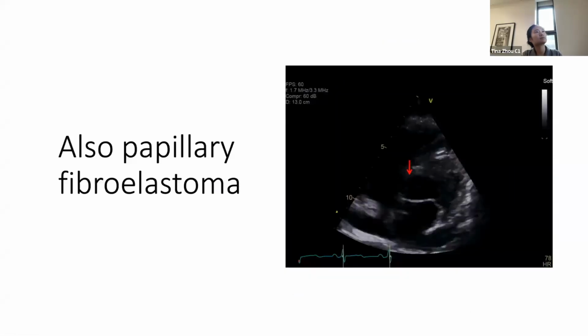Sorry, going back, this patient later had them excised. Even though they're typically benign, once you get beyond a certain size, they are at risk of embolizing. So this patient underwent surgery, and on pathology was confirmed to be a fibroelastoma.